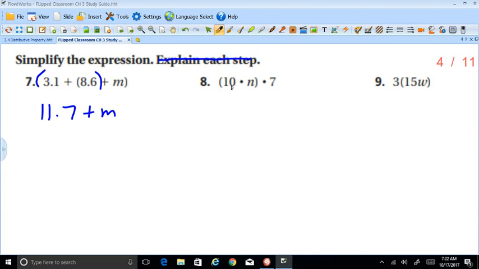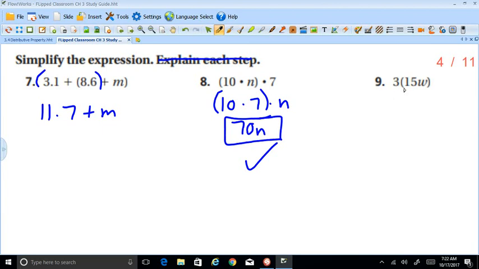Number 8, 10 times n times 7. Again, we're going to use the commutative property of multiplication to switch the order around, and we'll do 10 times 7 times n, and then we'll regroup it so we can also use the associative property of multiplication. 10 times 7 is 70 times n, which gives us 70n.